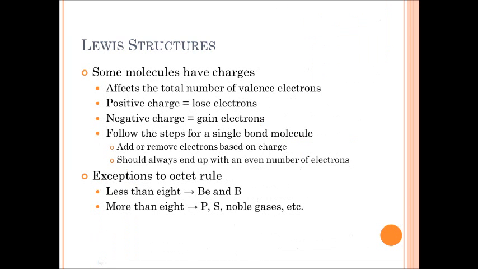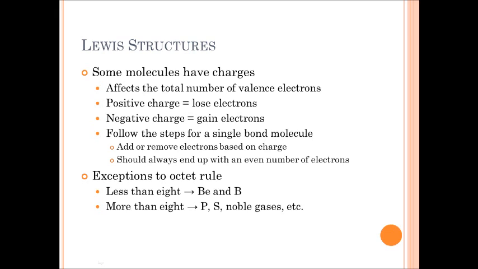Okay? Now, what happens if you have a charge? This only affects the total number of valence electrons. If you have a positive charge, you lose electrons, like we've talked about before. So you actually subtract electrons from your total. If you have a negative charge, you gain electrons, so you gain that many valence electrons. So you add to them. And you follow the same rules that I just mentioned, just changing your total based on the charge. And you should always end up with an even number of valence electrons, otherwise you've done some math wrong. Because we don't have any odd number of valence electrons.